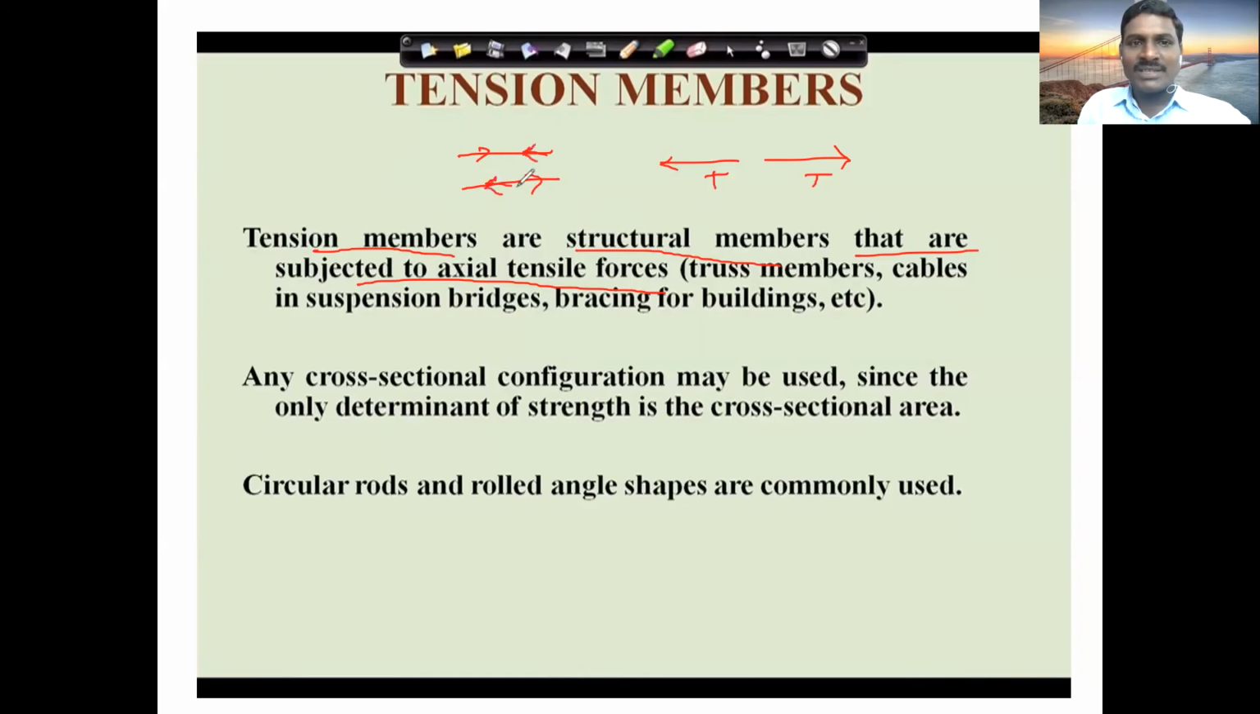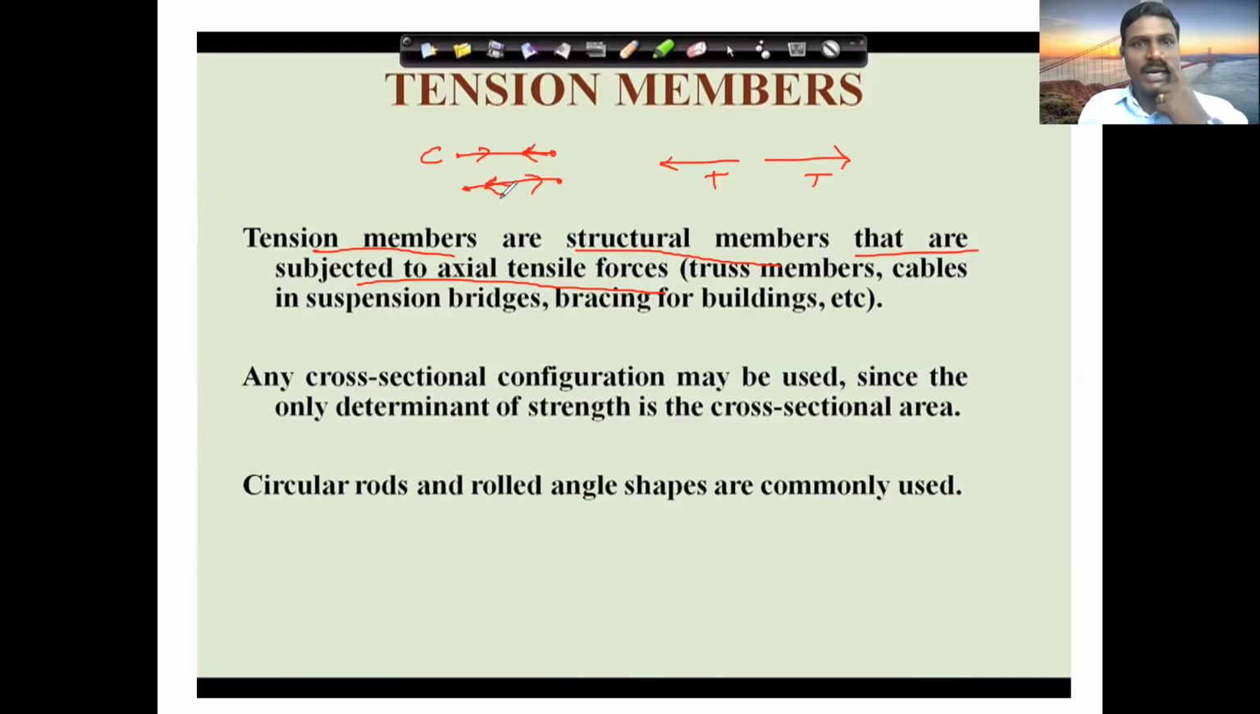Which one here is compression and which is tensile? The second one is tensile, and the first is compressive. Second one tensile and first compression. So it means this is away from the joint and this is towards the joint.